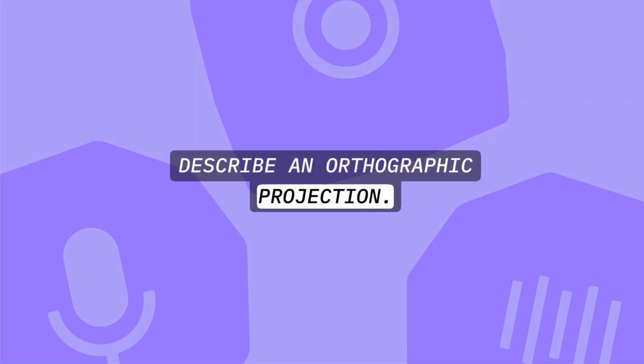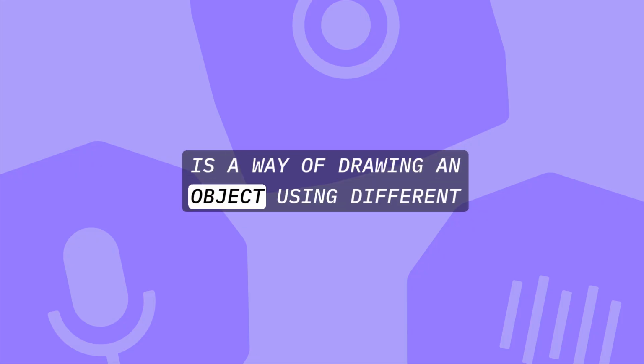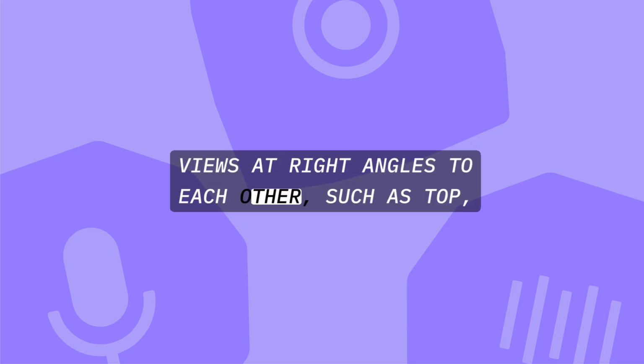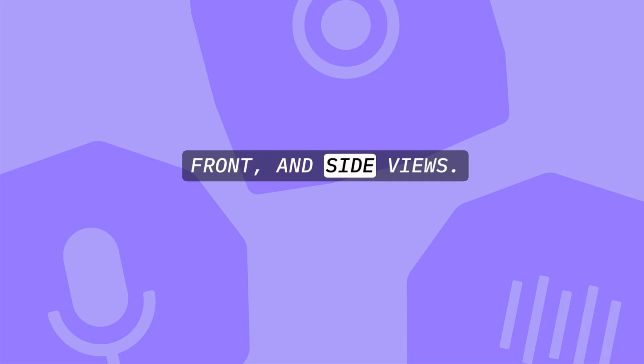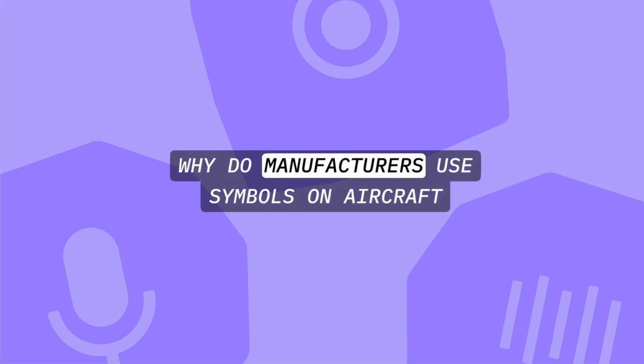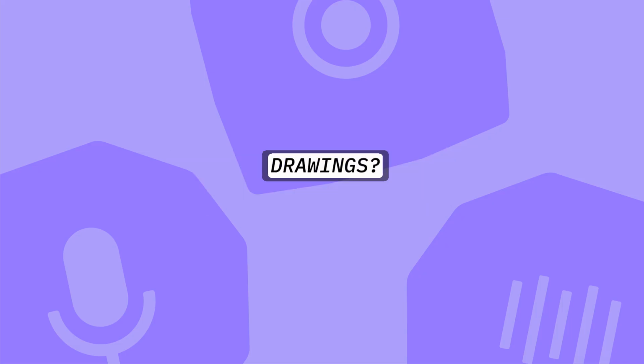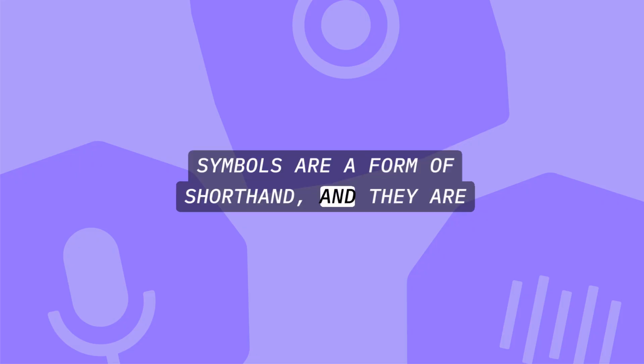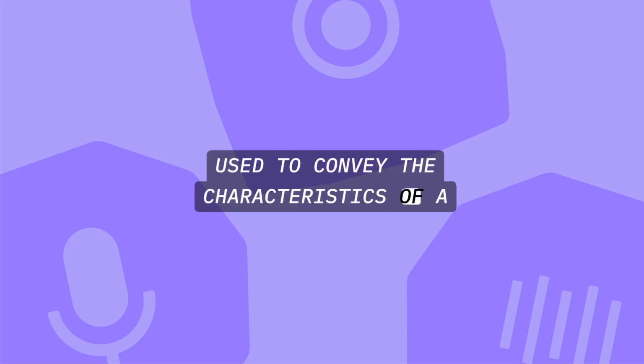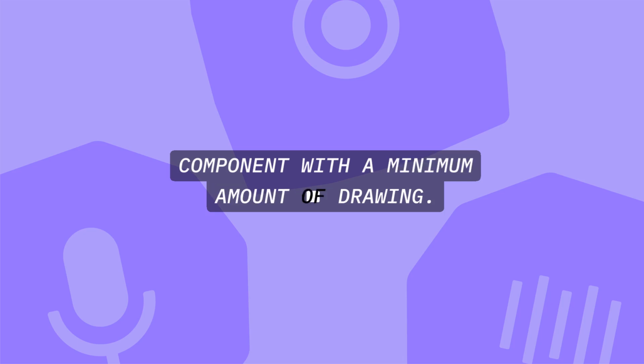Describe an orthographic projection. It is a way of drawing an object using different views at right angles to each other, such as top, front, and side views. Why do manufacturers use symbols on aircraft drawings? Symbols are a form of shorthand, and they are used to convey the characteristics of a component with a minimum amount of drawing.